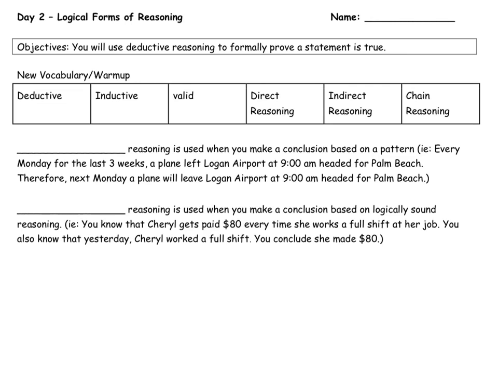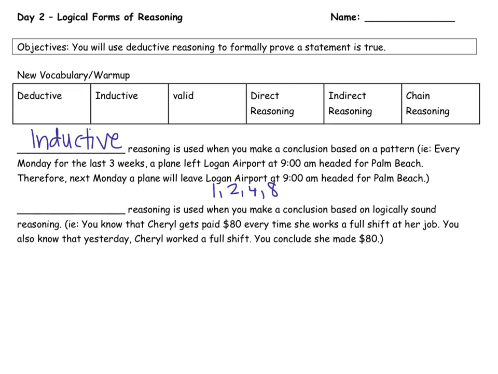The first is called inductive reasoning, and inductive reasoning is when we use a pattern to make a conclusion. So for example, every Monday for the last 3 weeks, a plane has left Logan Airport at 9 a.m. headed for Palm Beach, and we conclude that next Monday the same thing will happen. Similarly, if I see a pattern like 1, 2, 4, 8, I might conclude that the next number is 16 because I notice a pattern of doubling. So that type of reasoning is called inductive reasoning.